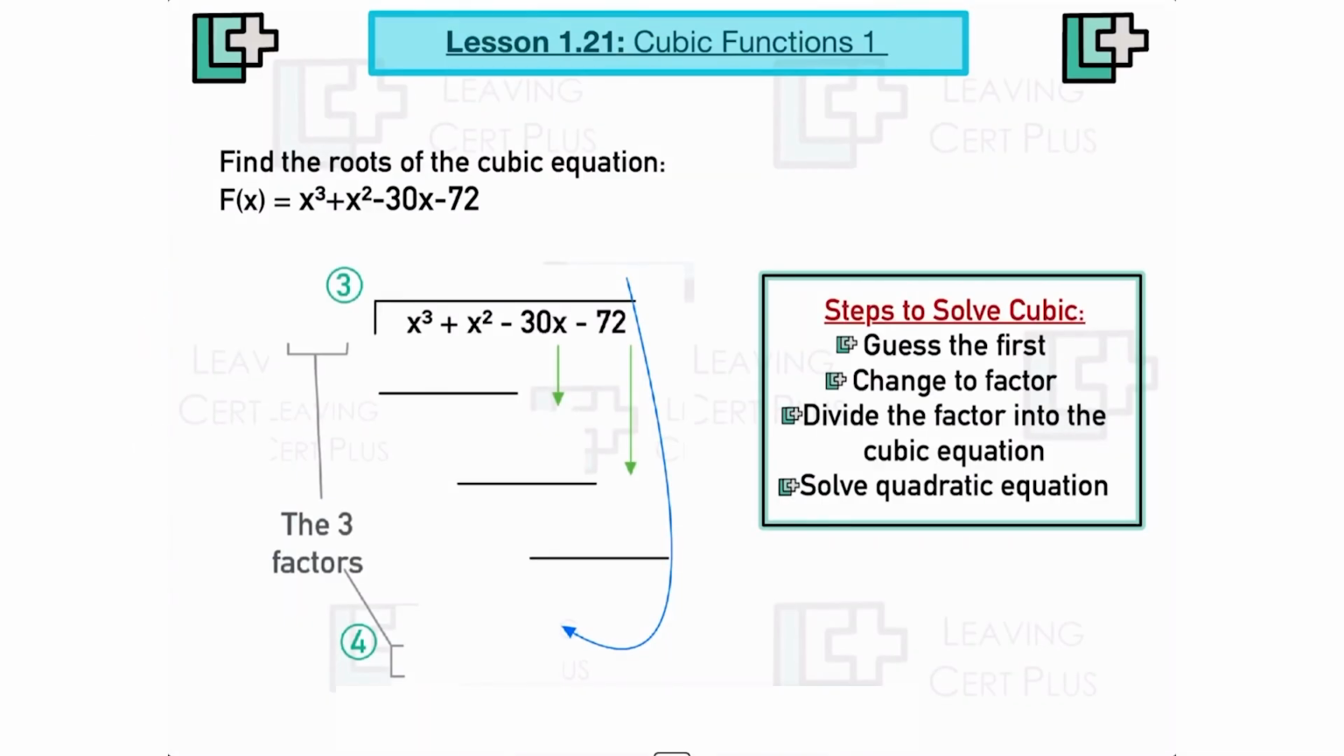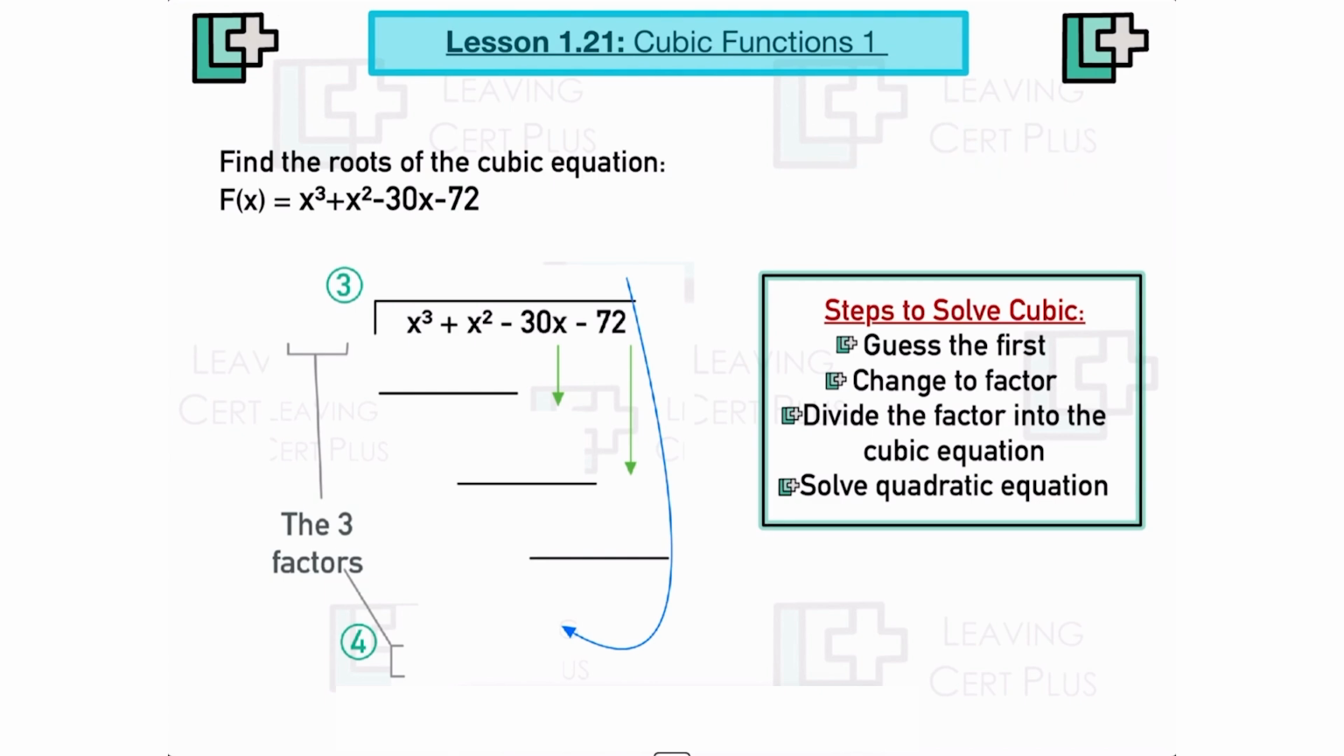This is lesson 1.21, our first lesson looking at factorizing and finding the roots of cubic functions. Remember, cubic functions have an x to the power 3 and they look something like this. So this would be a positive x cubed. If I was to draw that on a graph, here's our x-axis, this might be your y-axis, and what we're looking for here is where that cubic function crosses the x-axis. These are known as the roots.